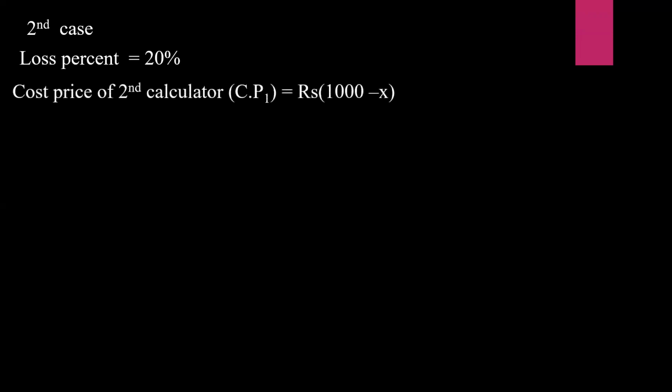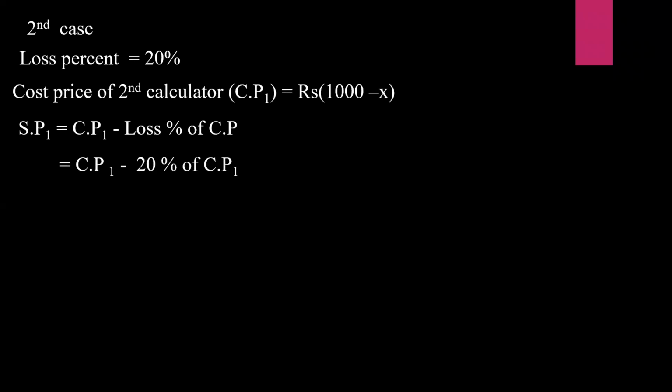Here in the second case, the loss percentage is 20%. It's given, right? And do you know what we suppose as the cost price of the second calculator? We suppose it as 1000 minus x. Now again, the loss percentage is 20%. We can use the SP formula once again in the same way, but this time I have supposed the SP is different, so it is SP1, and CP is also different, it is CP1. Now the loss percent is already known, so we keep it as 20%, and from here we take CP1 as common, and that is 1 minus 20%.